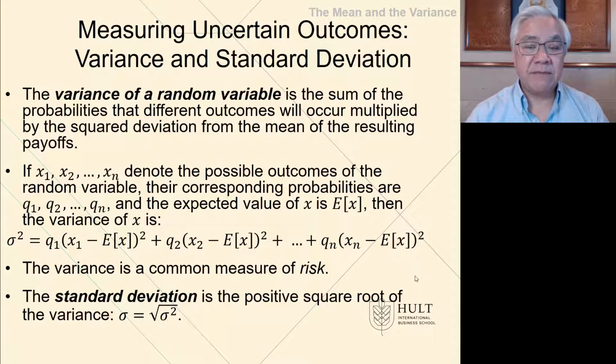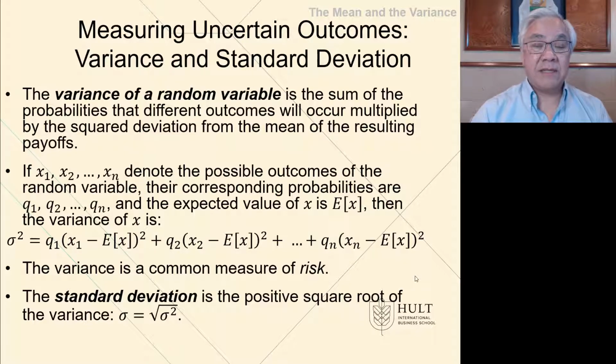Measuring uncertain outcomes, variance and standard deviation. The variance of a random variable is the sum of the probabilities that the different outcomes will occur multiplied by the squared deviation from the mean of those resulting payoffs. And here again we have x1, x2 denoting the outcomes, and q1, q2, etc. denoting the probabilities. So therefore, when we look at the expected value, we have a variance as follows.